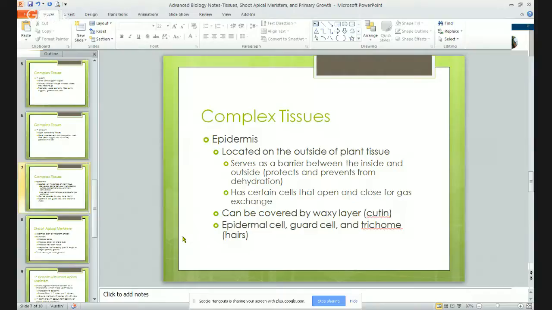On Monday, we'll finish up and we'll talk about your primary growth and your shoot apical meristem, and then a couple of different cell wall thickenings that can occur with that growth.